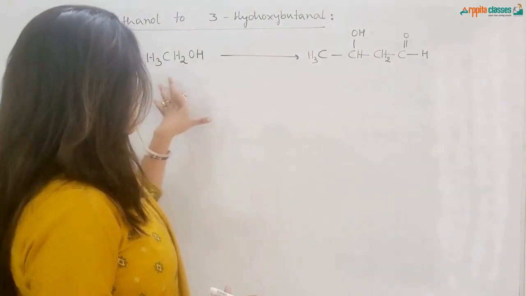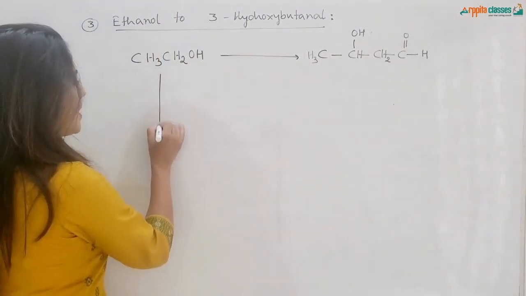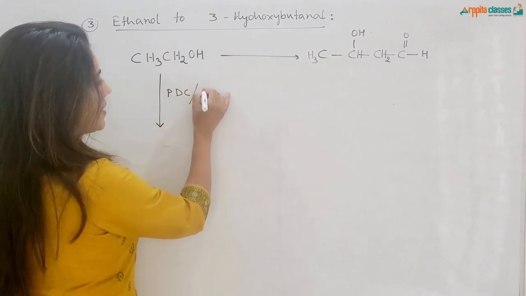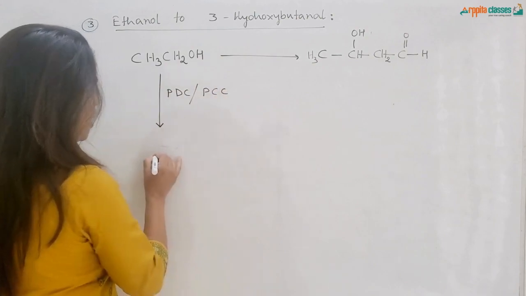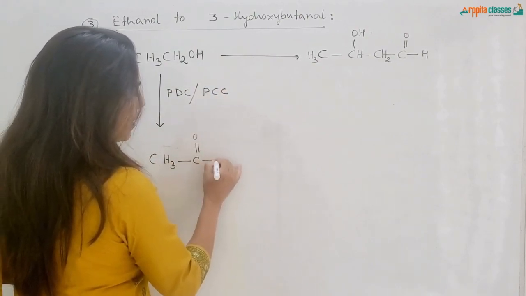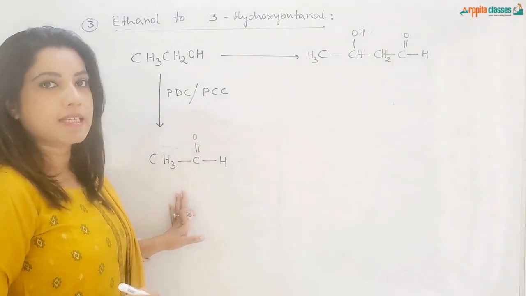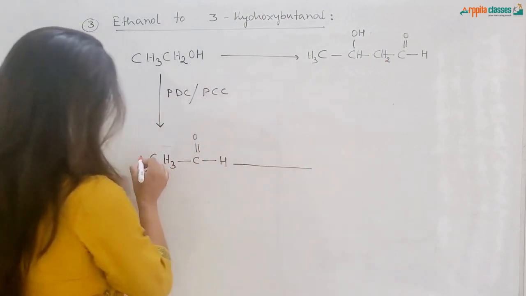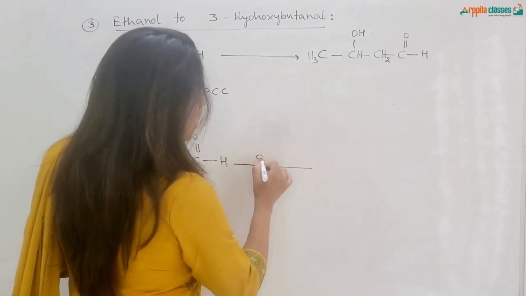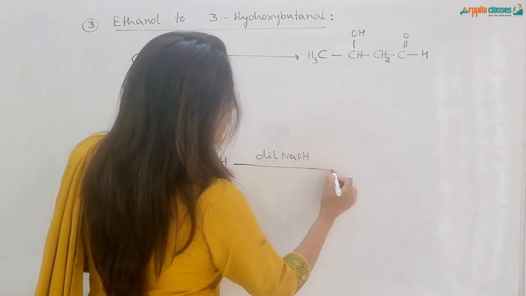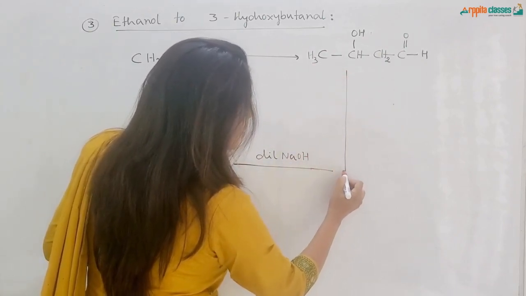So first of all, ethanol will be oxidized to ethanal by using a mild oxidizing agent PCC. We will be getting CH3CHO, that is ethanal, acetaldehyde. Now if 2 molecules of ethanal are treated with dilute NaOH, aldol condensation will take place and we will be getting this product.